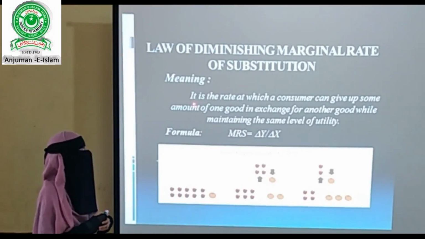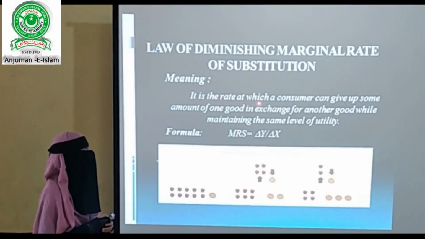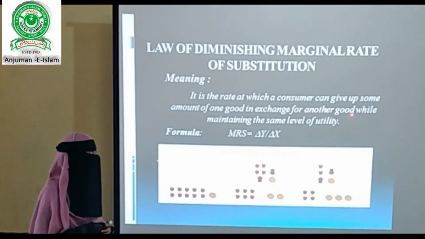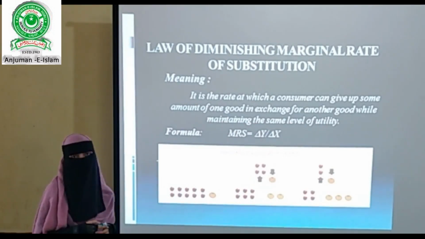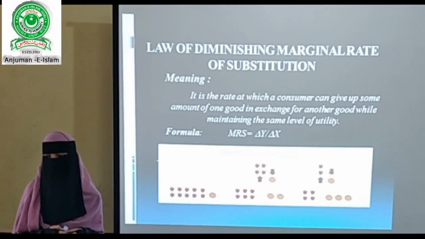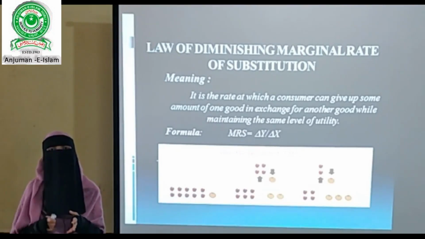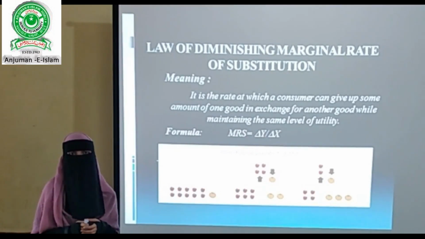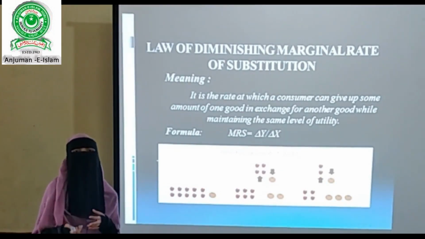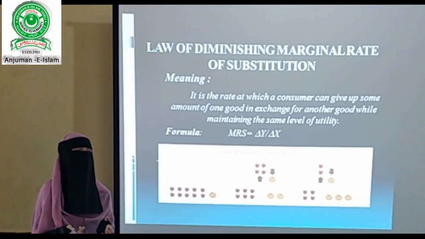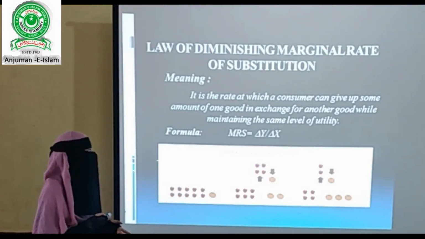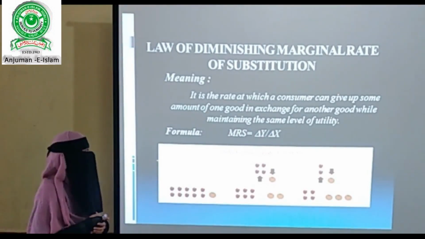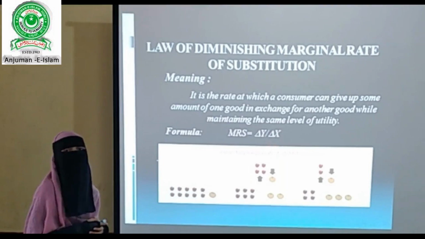The marginal rate of substitution is the rate at which a consumer can give up an amount of one good in exchange for another good while maintaining the same level of utility. In simple terms, how much a consumer is ready to forego of Y commodity to get an additional unit of X commodity so that he can get the same level of satisfaction. The same thing has been represented in the form of a formula here, that MRS is equal to delta Y divided by delta X. Delta Y means change in Y and delta X means change in X.